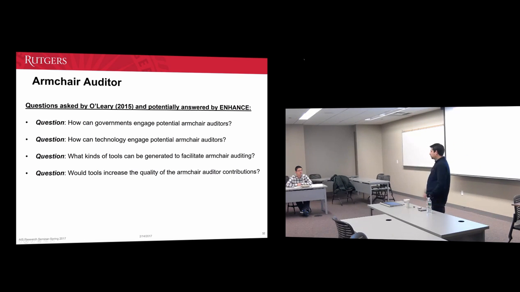That's the paper that you were referring to, O'Leary's paper, about that one. And for example, how can the governments engage the citizens to become, for example, armchair auditors? How can they encourage them to become armchair auditors? Like we said, again, instead of hiring more auditors, we can have the citizens do that for you. The armchair auditors do that for you. And then how can the technology, the existing technology, help them? And is it going to actually facilitate their work and improve the quality of their work?